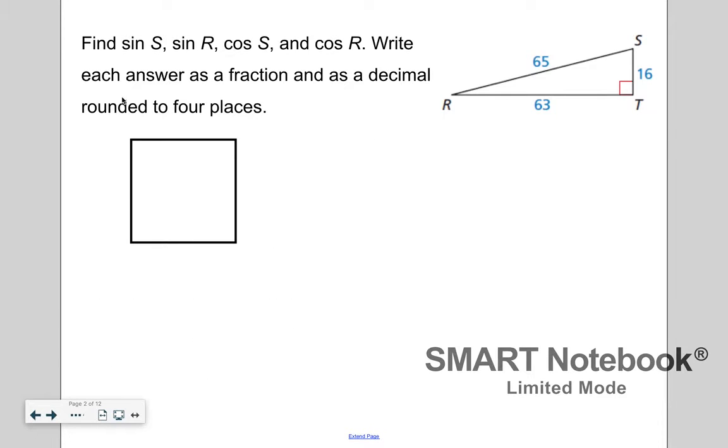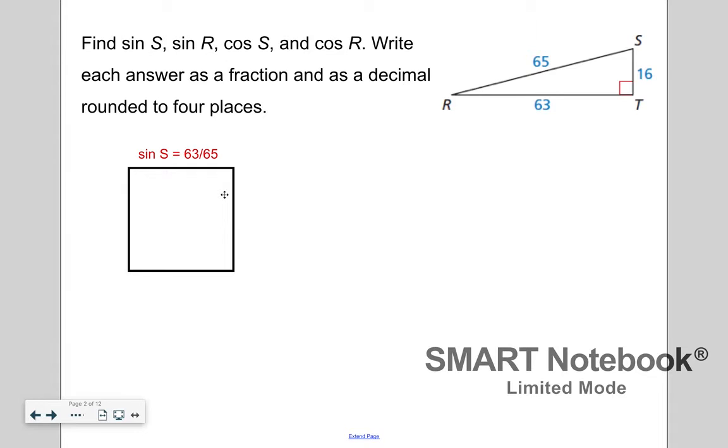So when we come over here and I ask for the sine of S, what I am asking for is what is the ratio of the opposite side to the hypotenuse based on angle S. So I go to angle S, opposite angle S is 63. The hypotenuse is 65. So the sine of S is 63 over 65. So why don't you push pause and see if you can do the sine of R, the cosine of S, and the cosine of R.